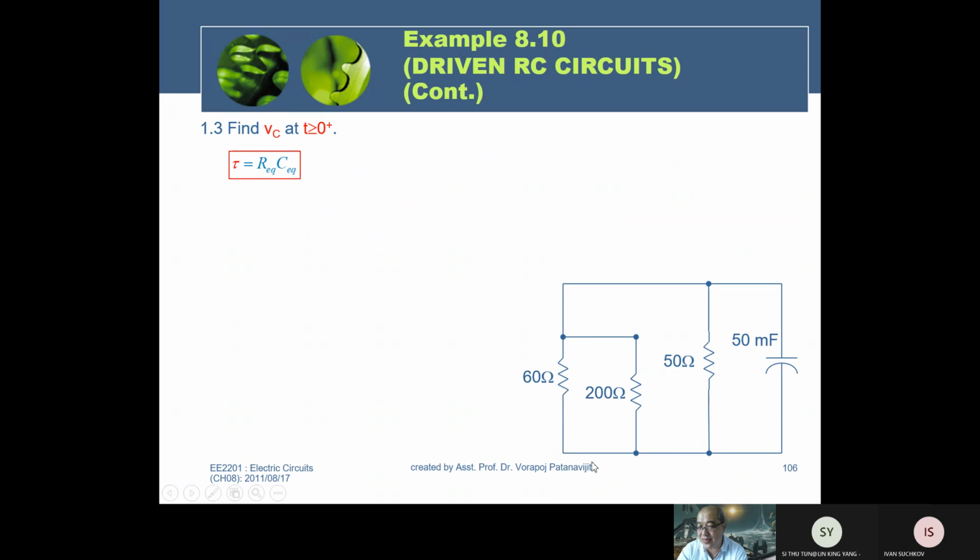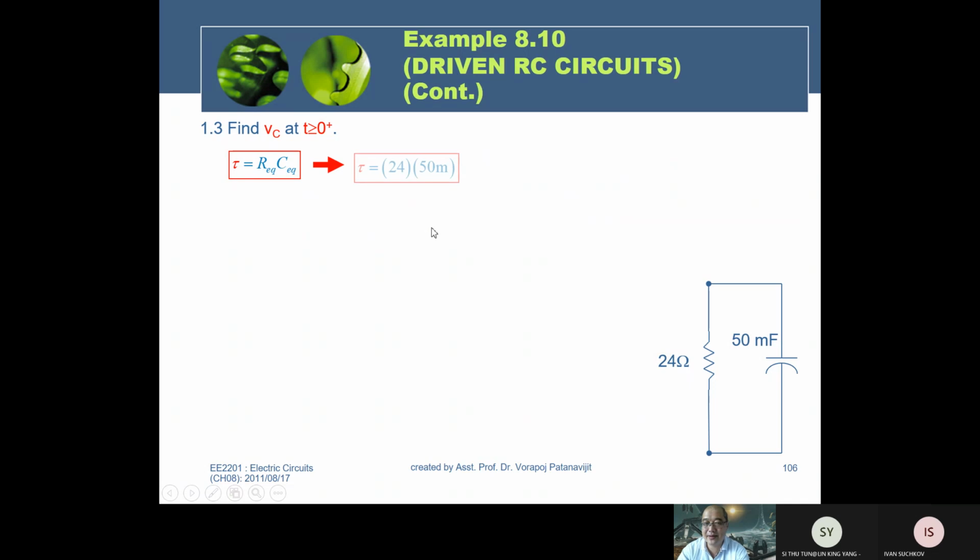Yes. When you kill them by short circuit, okay, you can see that 60 will be parallel with the 200 and parallel with 50. Very easy. Therefore, 3 resistors will be connected in parallel. You can simplify them to a single equivalent resistor to substitute in the time constant. Therefore, the equivalent resistor is equal to 24 and the equivalent capacitor is equal to 50 millifarad. Okay, you get the time constant in here.